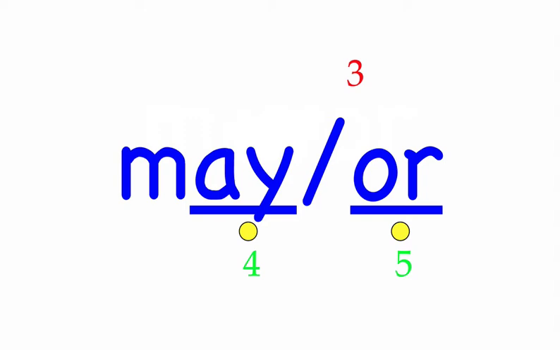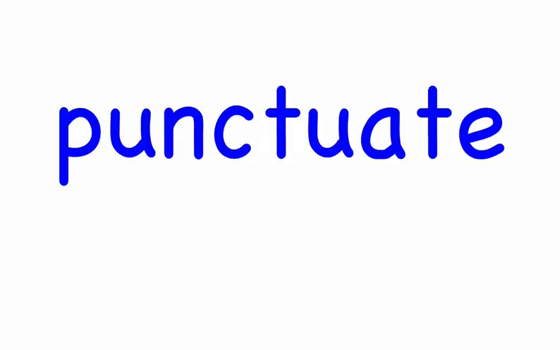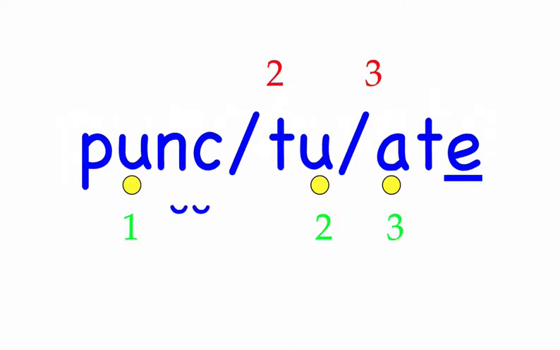Punctuate. Punk, 4 sounds. P, u, ng, k. Tu, 2 sounds. T, u. 8, 2 sounds. A, t. Punk, tu, 8. Mark the word. NC is a blend here, so we put half circles under the N and the C. And then this blend counts as a unit of 1 when you're determining where to divide the word into syllables.